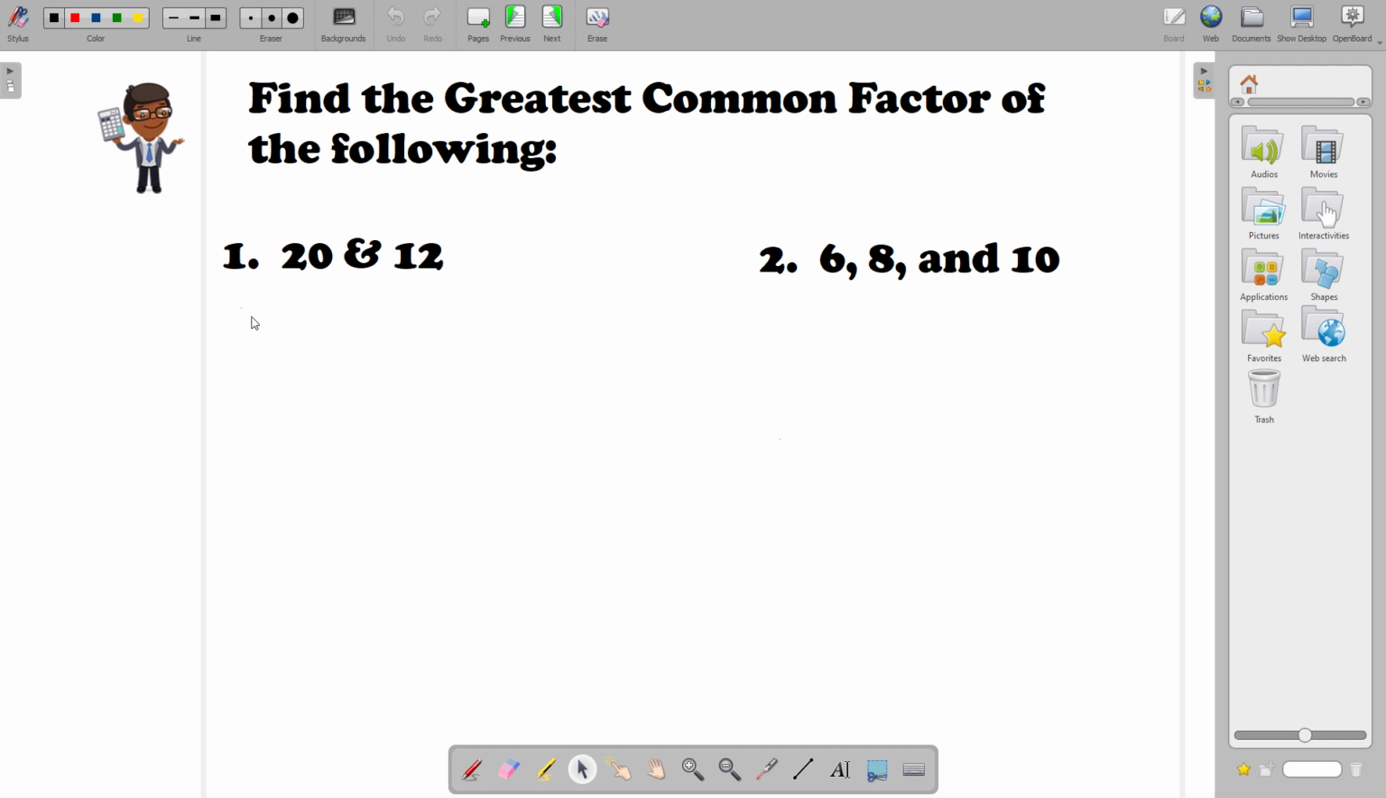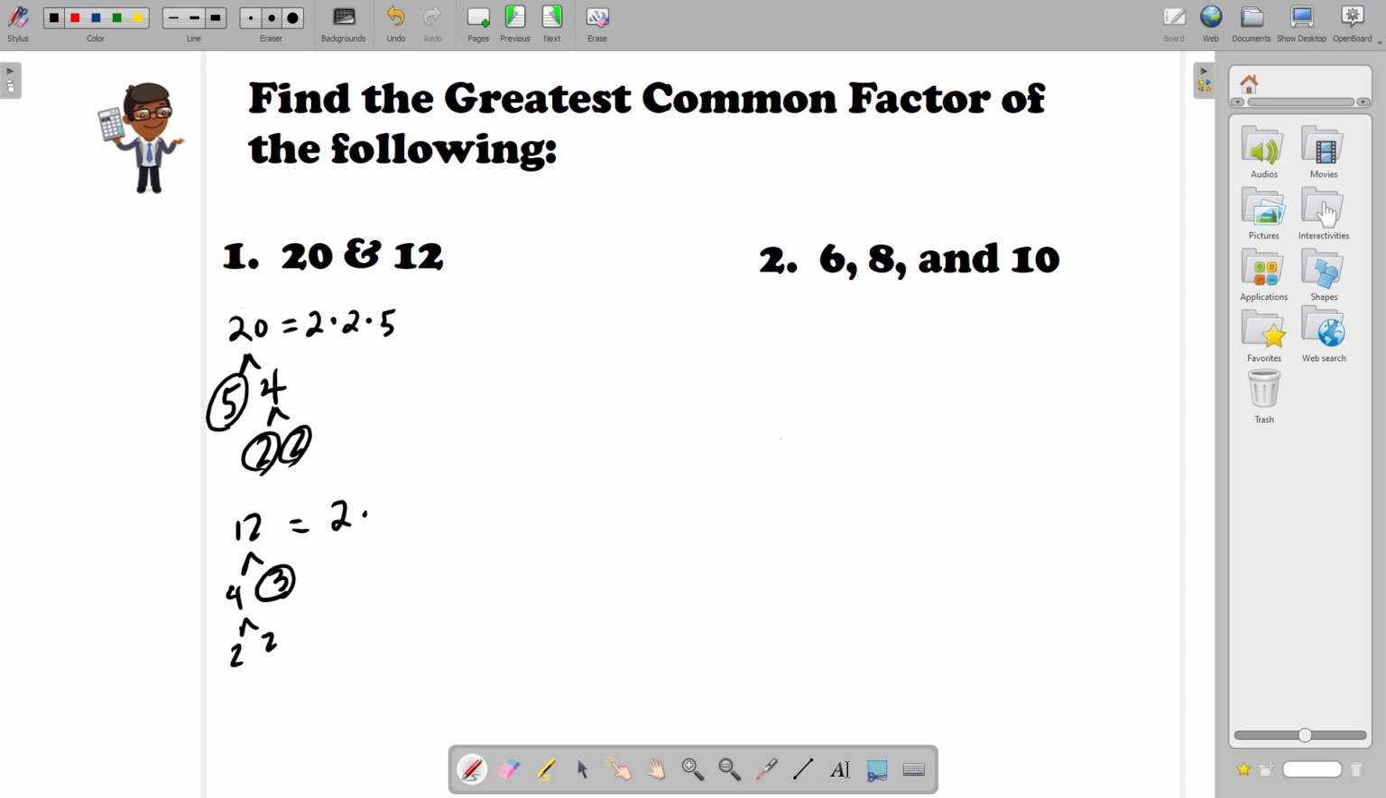we factor those numbers. So I'm going to take 20 and factor it into its prime numbers. I know it's 5 times 4. 5 is prime. 4 is 2 times 2. Those are prime. So 20 factored down into primes is 2 times 2 times 5. 12 is 4 times 3. We know 3 is prime. 4 is 2 times 2. So 12 is 2 times 2 times 3.